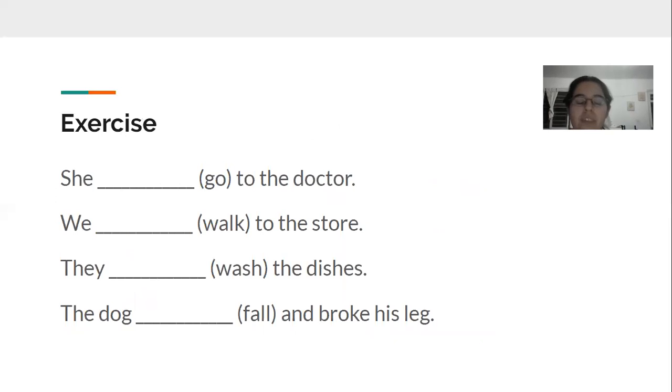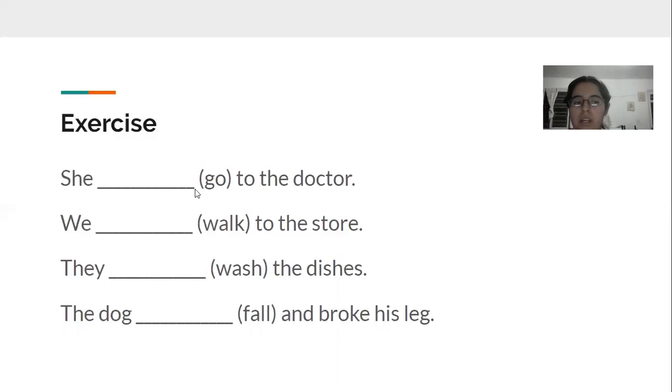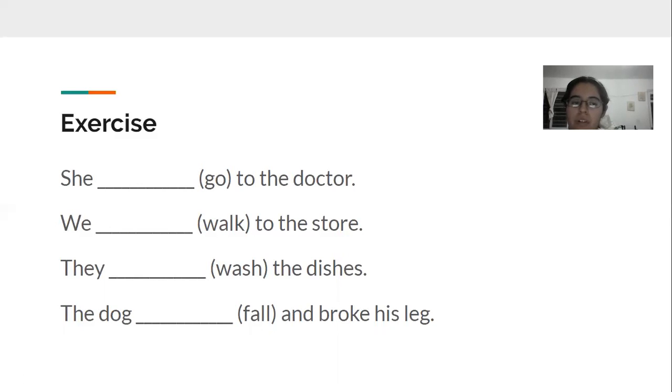So here we have an exercise. I want you to turn these verbs into the simple past so we can speak in the simple past. So she to the doctor, go. What would go be in the simple past? We to the store, walk. They, the dishes, wash. And the dog, and broke his legs, so fall. I'm gonna give you a few seconds, and then we'll check it together. You can pause the video if you'd like.